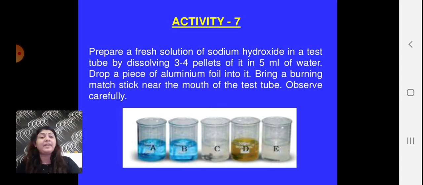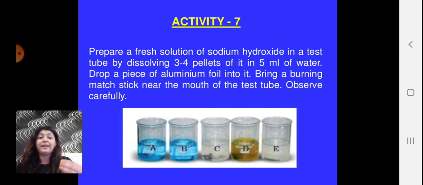We are doing a displacement reaction, and in doing the displacement reaction we will see how nicely they react with one another, like the metals react with the acids and the non-metals react with the acid, or do they show some displacement? Let's check it out.